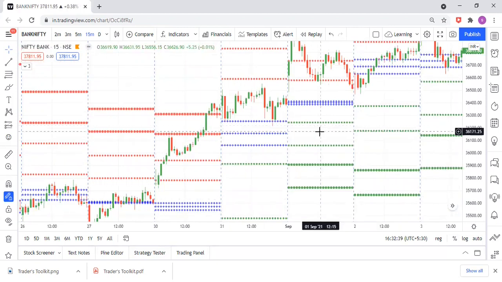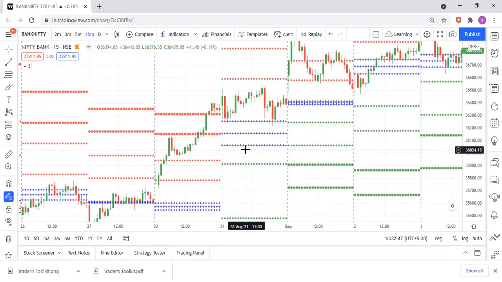So to summarize this part 1, what we saw is, based only on the shape of the CPR, if the shape is narrow, it is expected to be a trending day either today or tomorrow. If it is a wide range, it is supposed to be a range bound day.